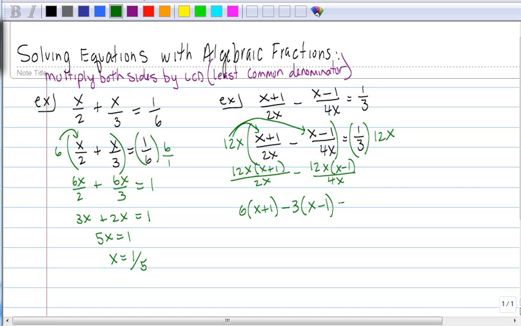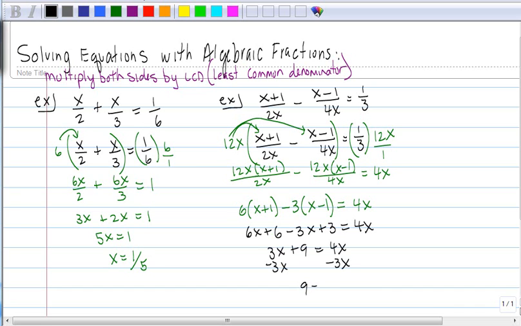The right, you don't have to use distributive property, so I'm just going to put that over 1. And on both of these, just the 3 cancels, so you end up with a 4x. So now we have an equation without fractions. So we can do this like we did in the past chapter. Just use distributive property, combine like terms, subtract 3x from both sides, leaving you with 9 equals x, or x equals 9. So that's the two answers that we got in our first two examples.